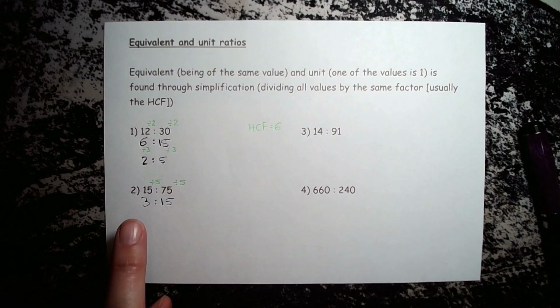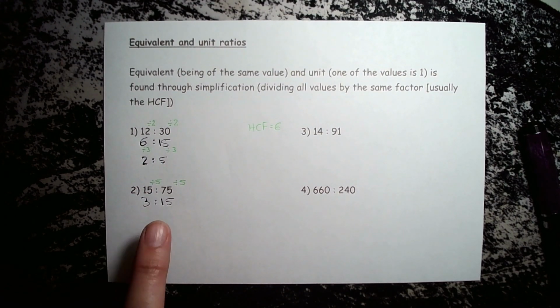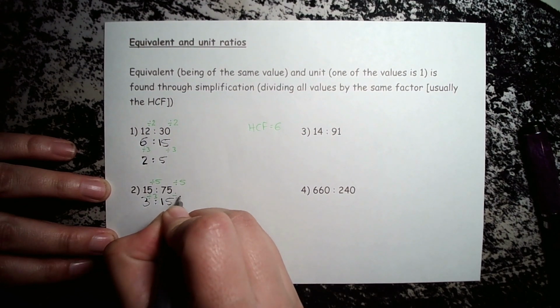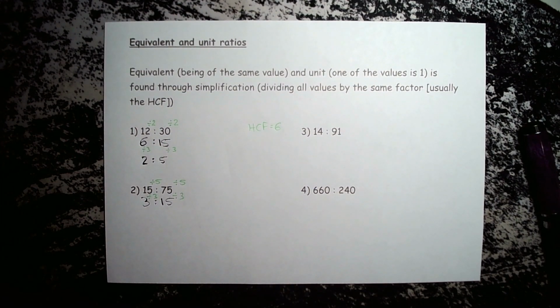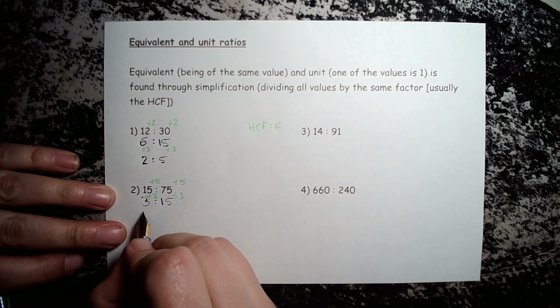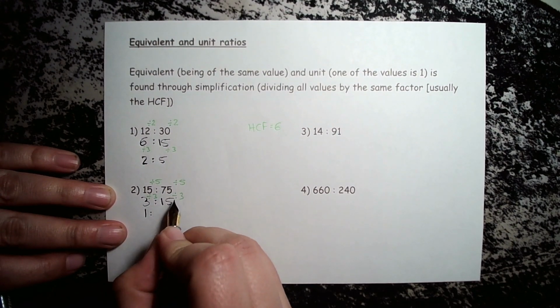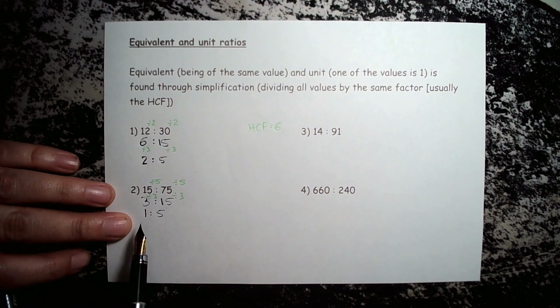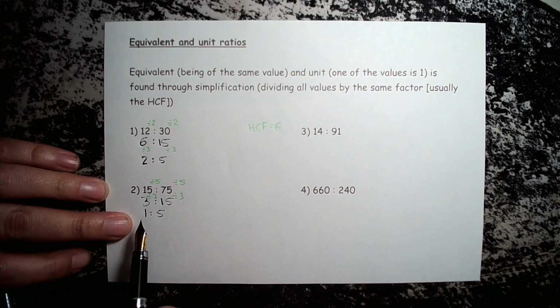3 and 15, odd numbers both, and we can divide both 3 and 15 by 3. So we do so. Divide by 3, divide by 3. 3 divided by 3 is 1, and 15 divided by 3 is 5. This is now an example of a unit ratio, as we have our 1 here.